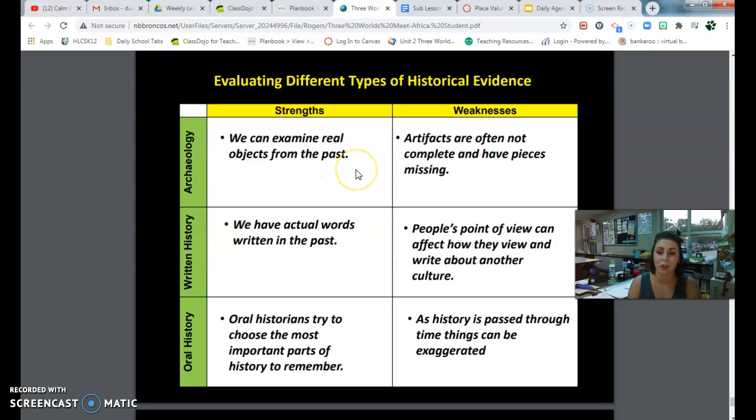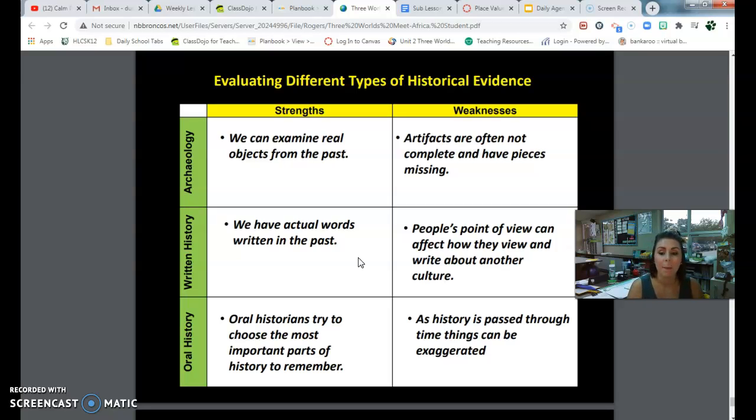Weaknesses are that we can look at artifacts that are not often complete and have pieces missing. So that horse, for example, what if it was missing something, like we thought it goes on top of a pole, maybe that pole was missing, we don't know what that's actually used for. Okay. Written history, the strengths is that we have actual words written in the past.